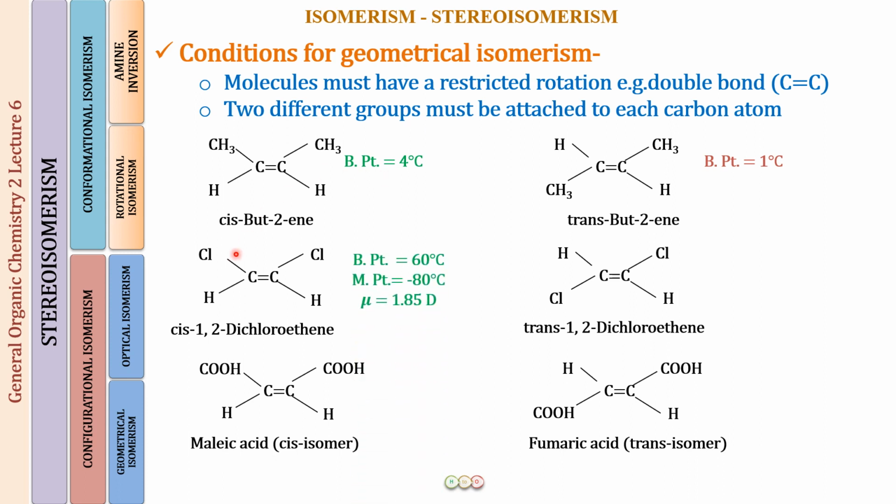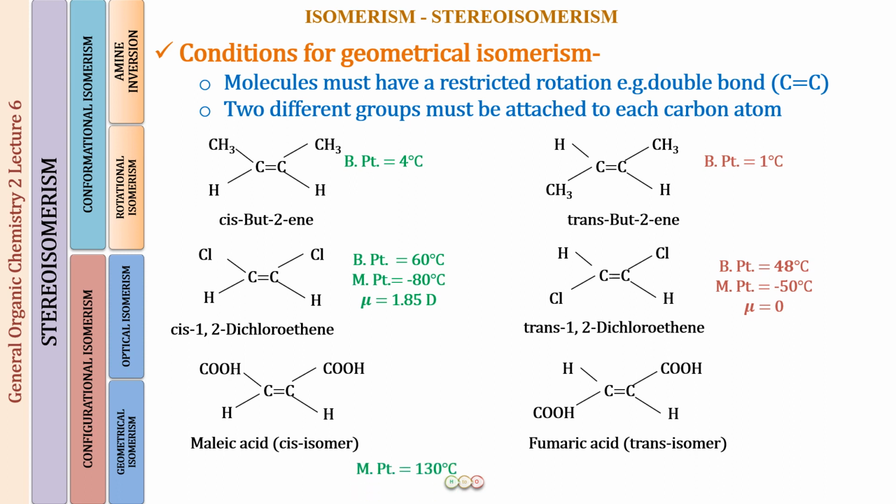The next you can see for dichloroethene, the cis structure has a boiling point of 60 degrees, a melting point of minus 80 degrees Celsius, and a dipole moment of 1.85 D. Whereas the trans structure has a boiling point of 48 degrees Celsius, a melting point of minus 50 degrees Celsius, and the dipole moment value is 0. So the boiling point for the cis structure is higher. The melting point for the trans structure is higher, and we have a dipole moment value for the cis and a 0 value for the trans.